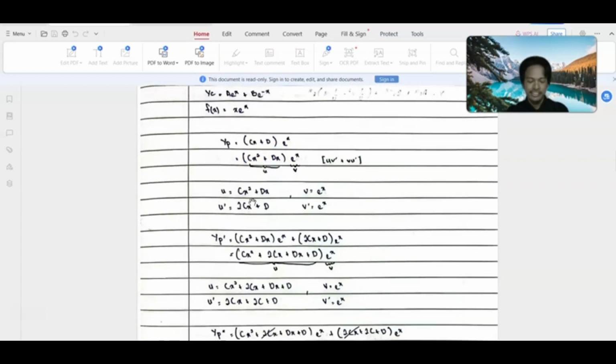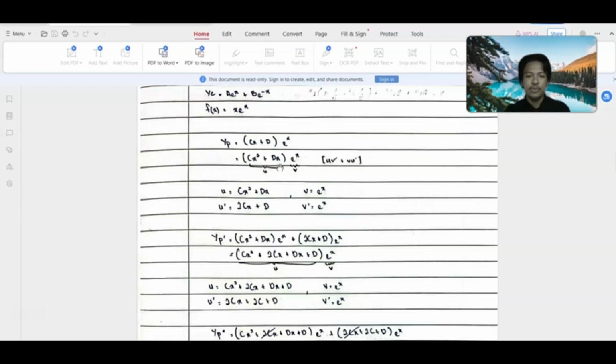Second, check if YP has the same pattern as YC. If yes, multiply YP with X. If the same pattern, multiply again and again with X until the pattern is not the same. Hence, this is the final YP. So, the result of the YP is Cx power of 2 plus Dx, and e power of x.